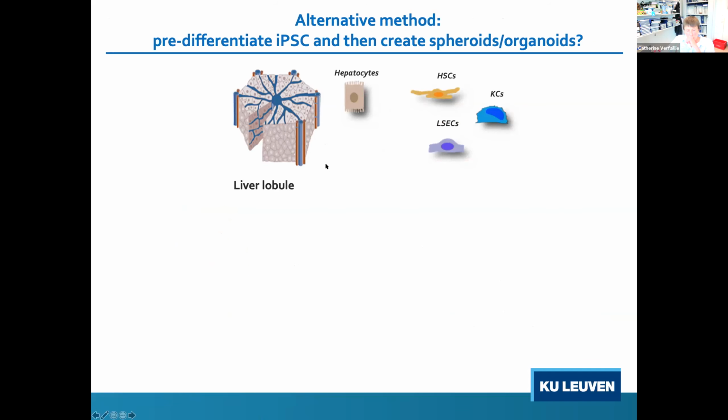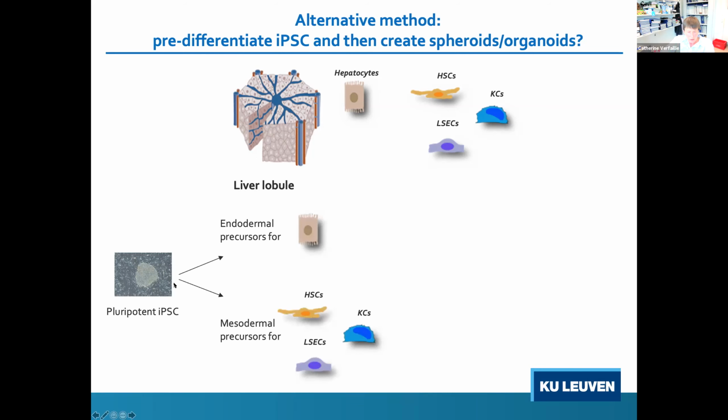Because in the previous model, you have a relatively infrequent number of macrophages and Kupffer cells, and you have no endothelial cells. The alternative possibility, which is what we have looked at, is whether you could take induced pluripotent stem cells and differentiate them to early precursors for different cell populations, and then allow these to self-assemble into spheroids, probably not organoids, but spheroids, and then let them co-differentiate, but in a more defined ratio between the different cell types.